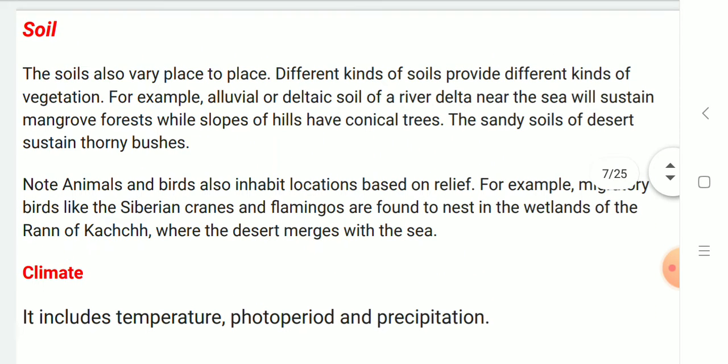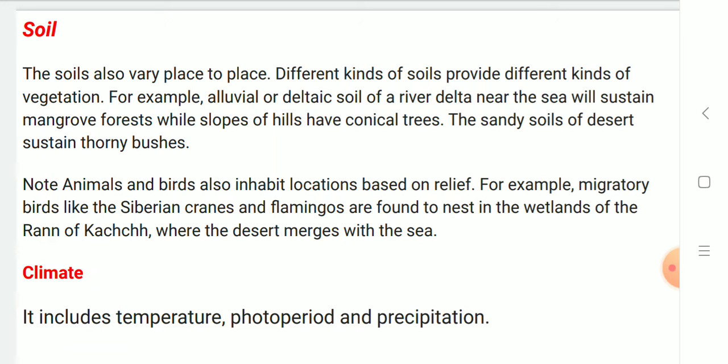Now let us see how soil affects biodiversity. The soils also vary from place to place. Different kinds of soils provide different kinds of vegetation. For example, alluvial or deltaic soil of a river delta near the sea will sustain mangrove forests, while slopes of hills have conical trees. The sandy soils of deserts sustain thorny bushes.